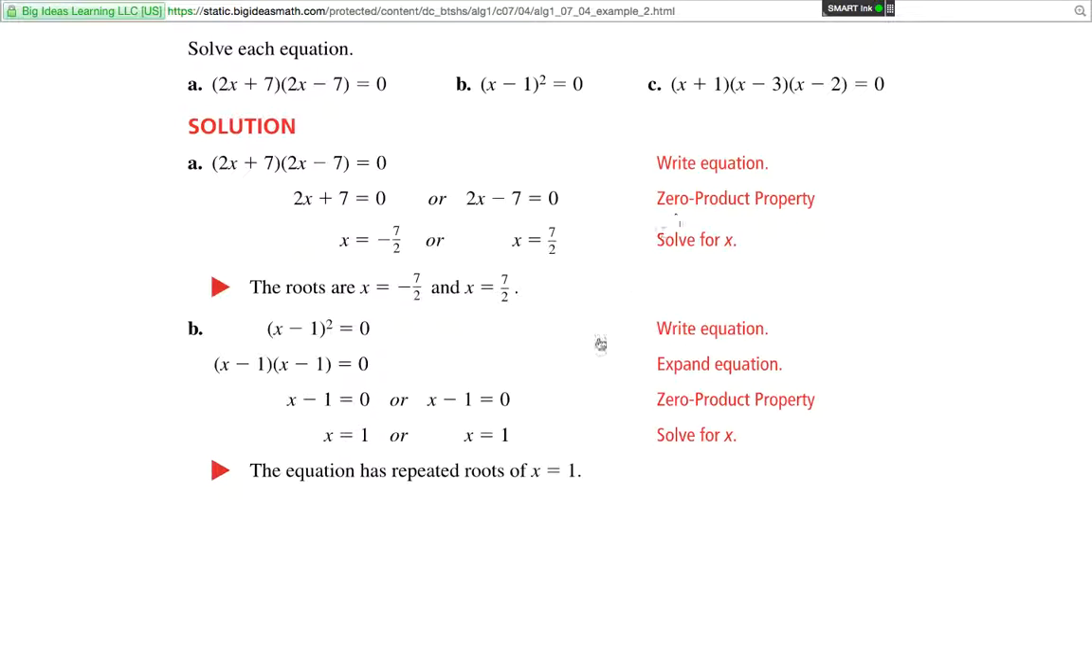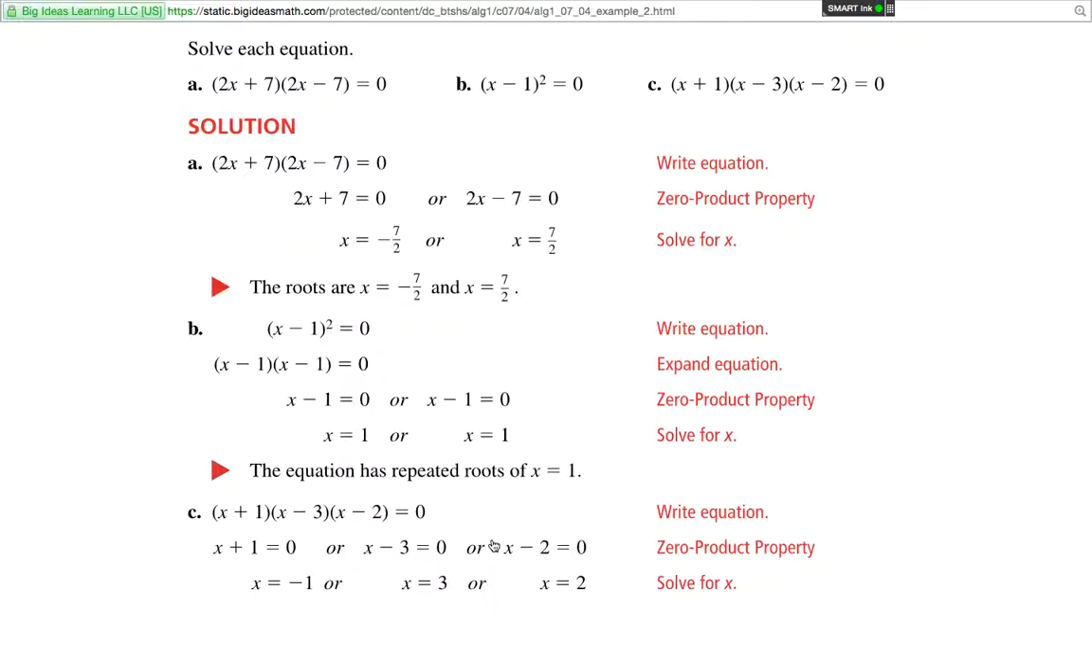Last but not least, letter C, you can also have 3 factors. You can set each of them individually equal to 0: x plus 1 equals 0, x minus 3 equals 0, or x minus 2 equals 0. Solve them all, get your answers, and those are your roots. You can check all of those.